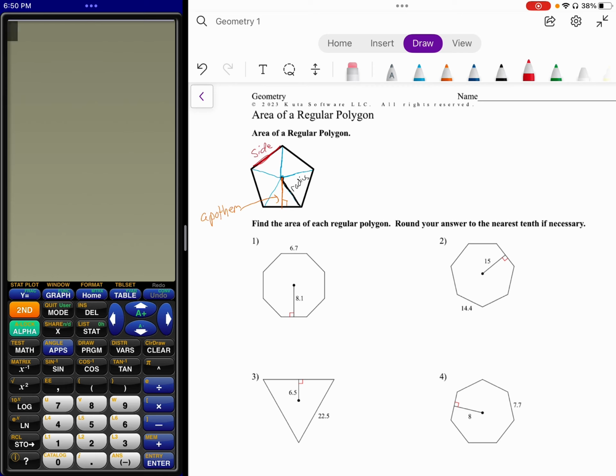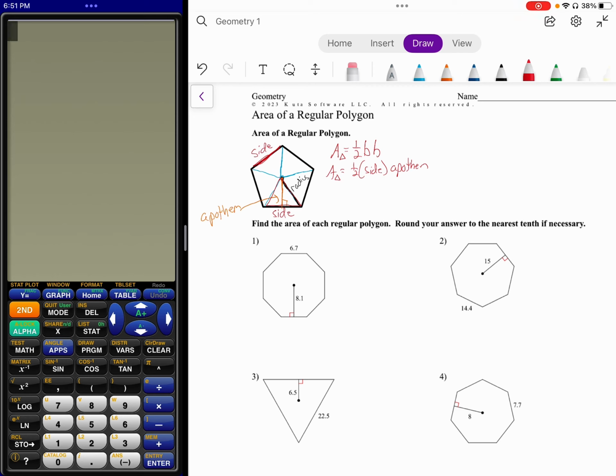So we want to find the area first of a triangle. So area of a triangle we know is 1/2 the base of the triangle times the height. Well, if we think about this lower triangle right here, the base is a side and the height is the apothem. And that would give us the area of that triangle.